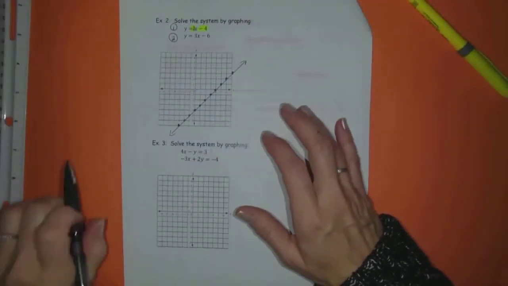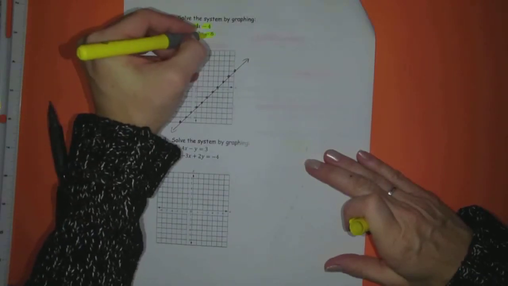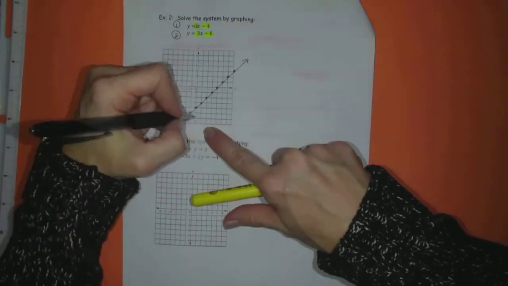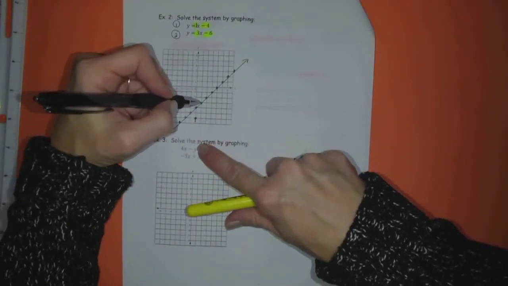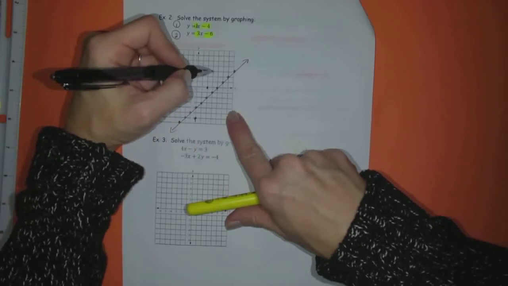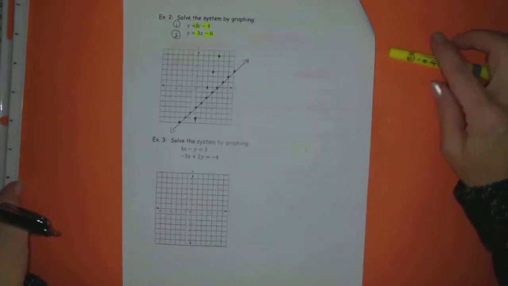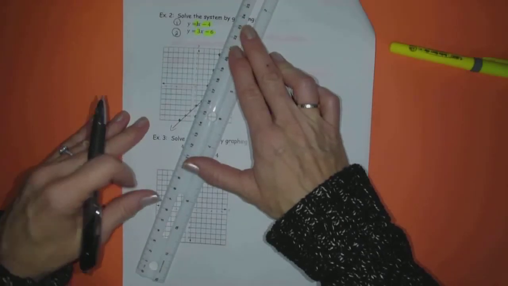Okay, and then line number 2 has a y-intercept of negative 6 and a slope of 3. So we're going to come down 6, and then we're going to rise up 3 and right 1, up 3 and right 1, and keep that going. Okay, and I can't go in the other direction. I don't have enough room, so I'll just connect those dots.